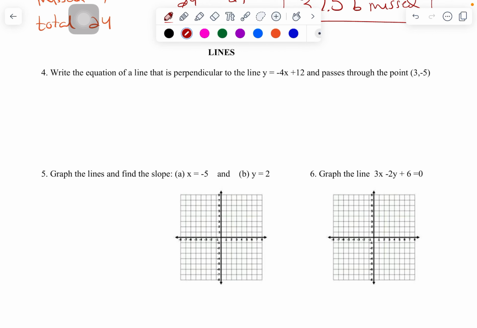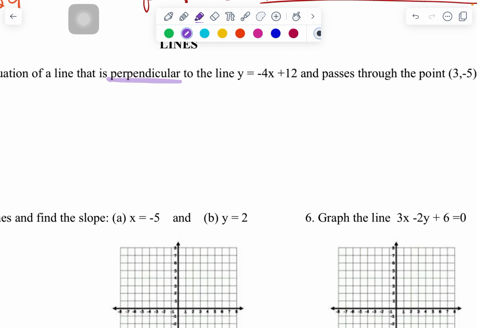All right, this video is going to be the second part of Notes 30, Part B, specifically dealing with these problems at the bottom on lines. All right, so problem number 4, write the equation of the line that is perpendicular, love that key word, perpendicular to the line y equals negative 4x, passes through that point.